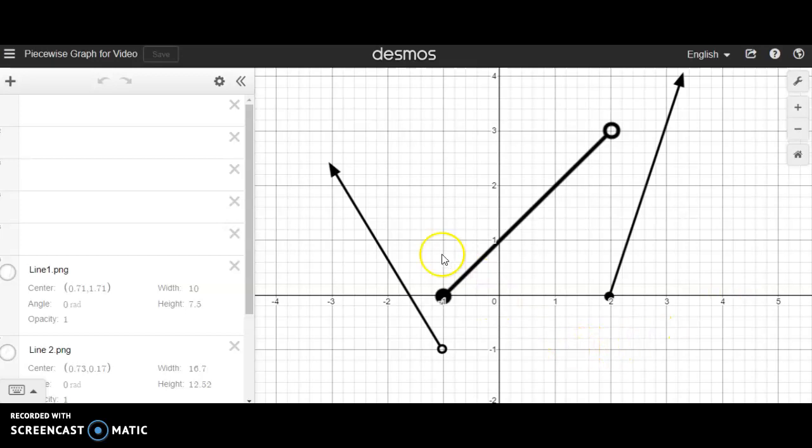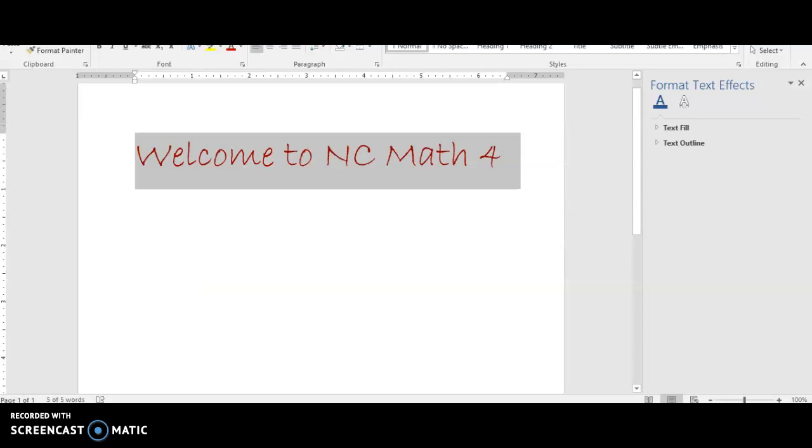I'm showing you right here a piecewise function where you have to write the three things for that. Now, I have done a graph like this for you before. You do have steps that you are going to take. Okay?